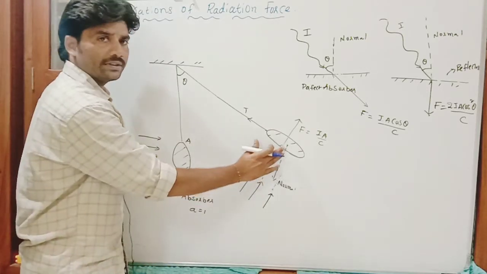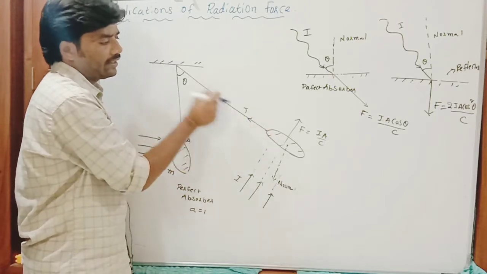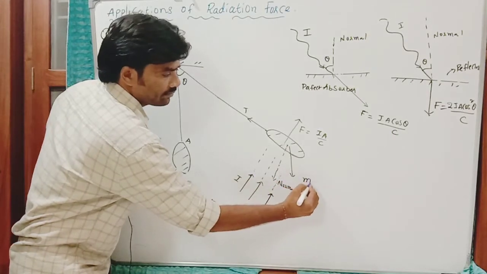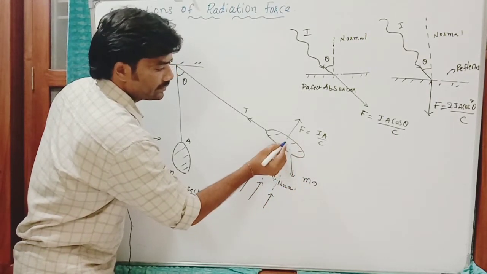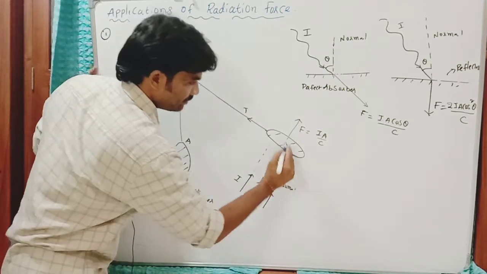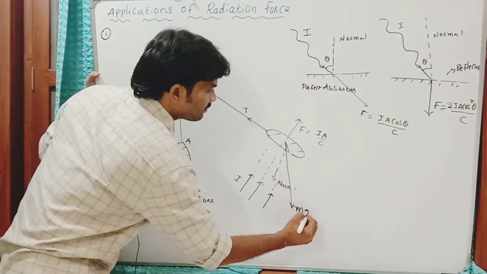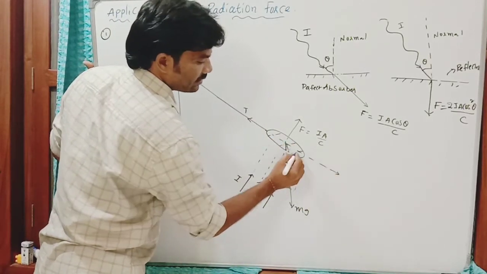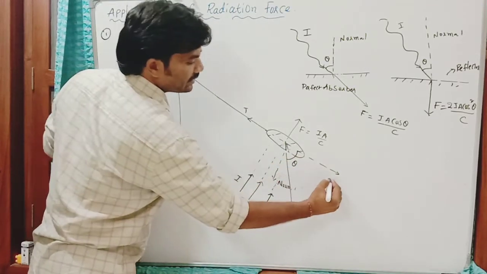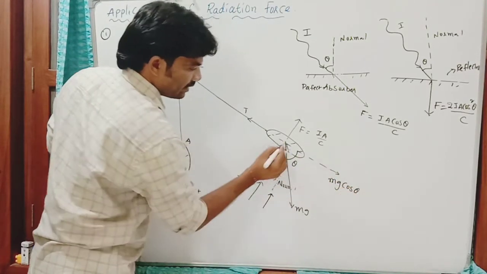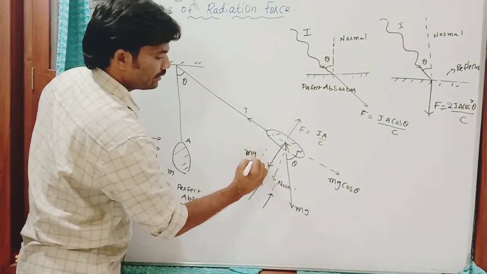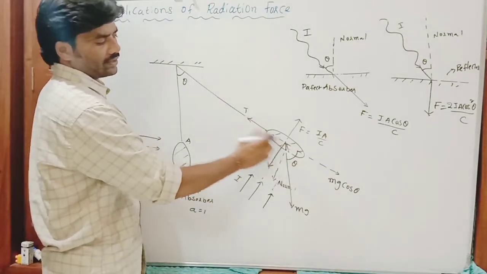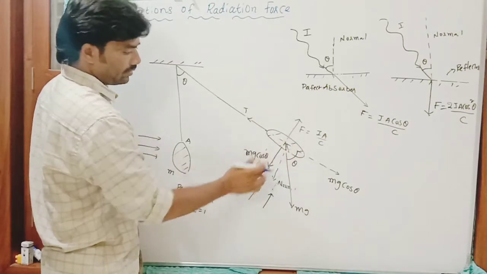So under how many forces is this body in equilibrium? The string tension T, the radiation force F, and the gravitational force mg. Clear? These are the three forces acting on this object. Gravitational force mg. If I extend this line, this is theta. Now the component of this mg in this direction is mg cos theta, and in this direction mg sin theta. You can see here in this direction there is no net force on this object. At steady state these two are equal, these two are equal.